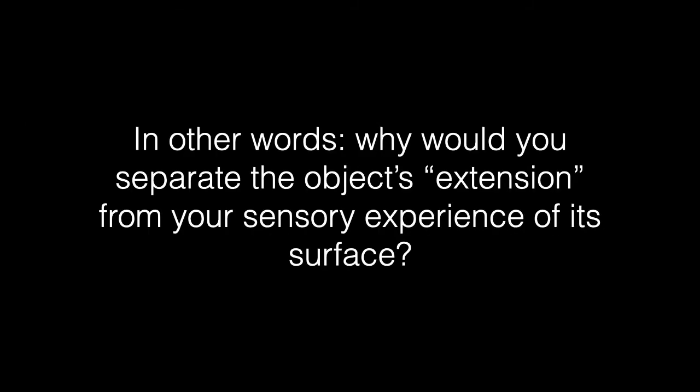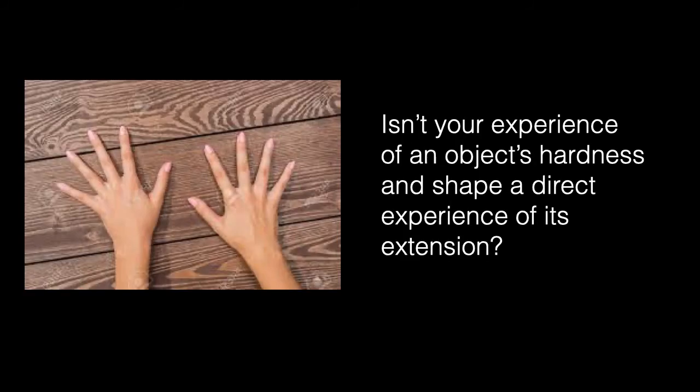In other words, Locke has told us that extension is not the same thing as body. The physical hardness or shape that we see and touch of the surface is supposed to be distinct from the object's fundamental extension. But, says Berkeley, why would you separate these two? Isn't your experience of an object's hardness and shape a direct experience of its extension? What would extension be besides this? Meaning, it's hard to conceive of what you could possibly mean by bulk or solidity or extension apart from things like hardness, contour, shape, or your sensory experience of its physical being.